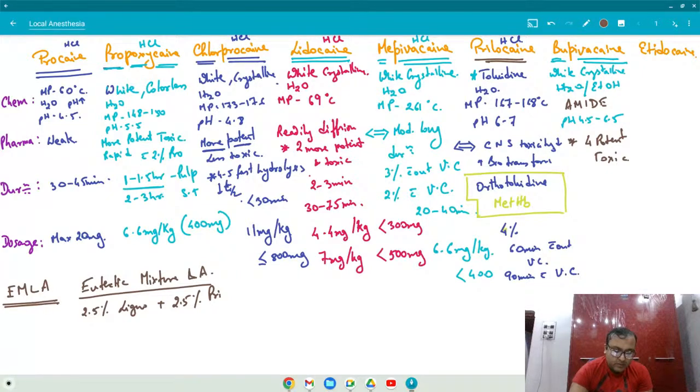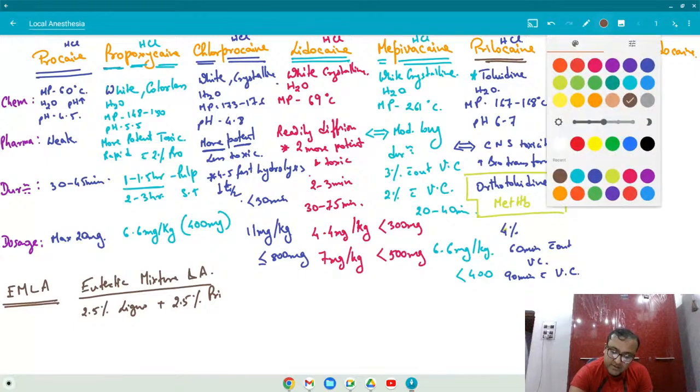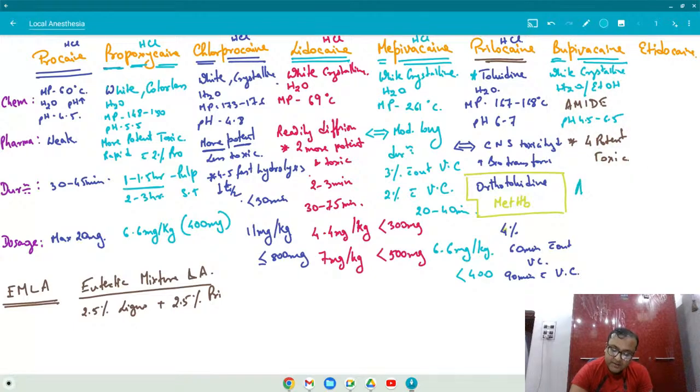Now remember, there is a period of analgesia that persists even after the return of other sensations. So you can remember it more importantly for analgesia, not anesthesia. Do you know what is the difference between anesthesia and analgesia? Anesthesia means numbness. Pain will be gone, sensation will be gone, and by sensation I mean touch, temperature, pressure, everything will be gone.